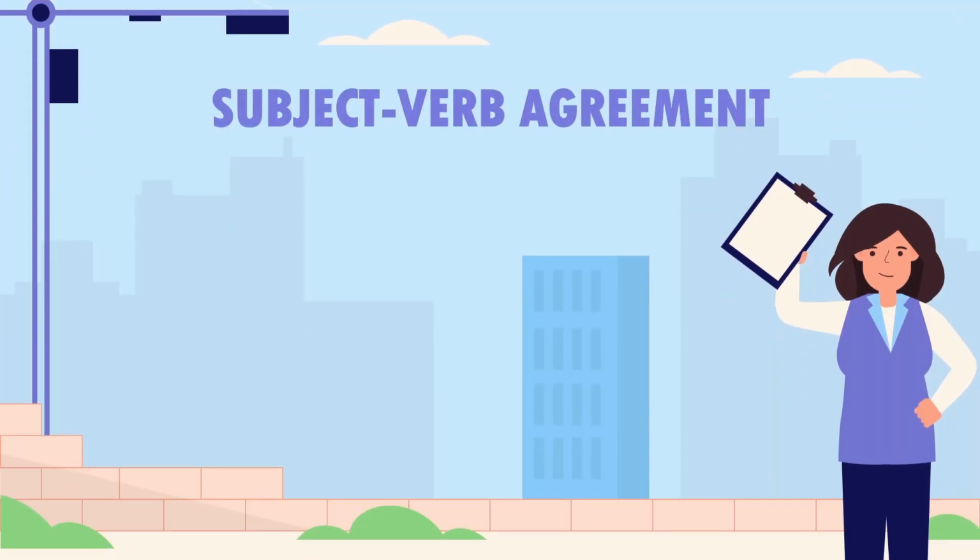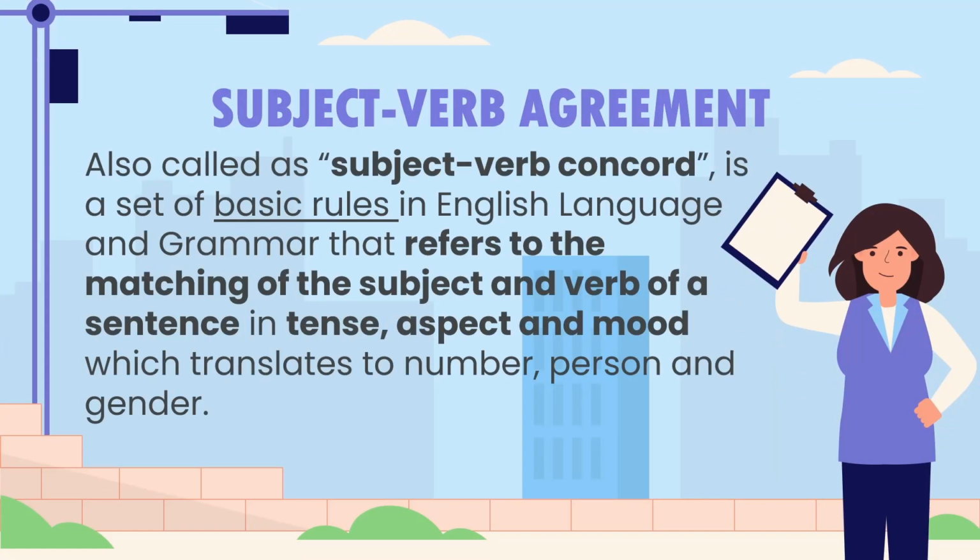Let's start with the subject-verb agreement. From the word itself, subject and verb. Subject and verb should agree with each other. Okay? It is a set of basic rules in English language and grammar that refers to the matching of the subject and verb of a sentence in tense, aspect, and mood, which translates to number, person, and gender.